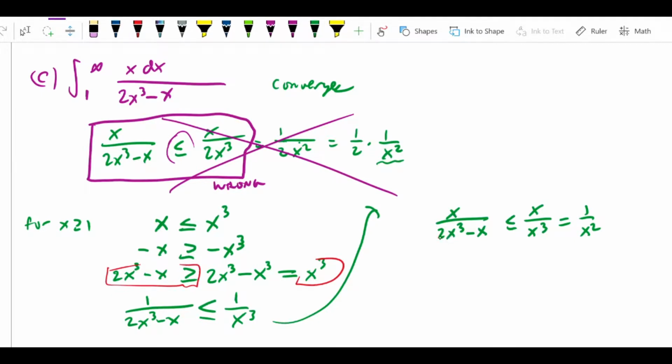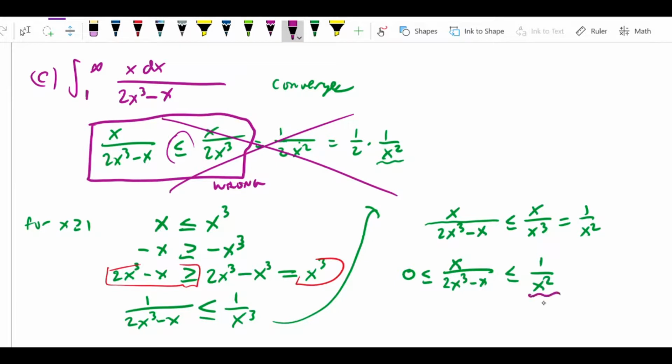So what we now have is, looking at this expression, for the number 1, we have 1 over 2 minus 1, which is 1. So that's certainly greater than 0. If I let x get very large, I'm still going to have a positive number on this side because we know that x cubed is greater than x, and therefore 2x cubed must be greater than x, so the denominator is never going to become negative. So this is going to be 0 is less than or equal to x over 2x cubed minus x, which is less than or equal to 1 over x squared.